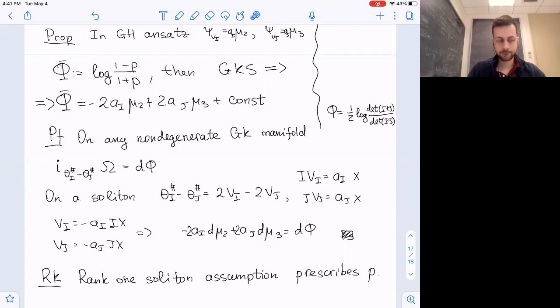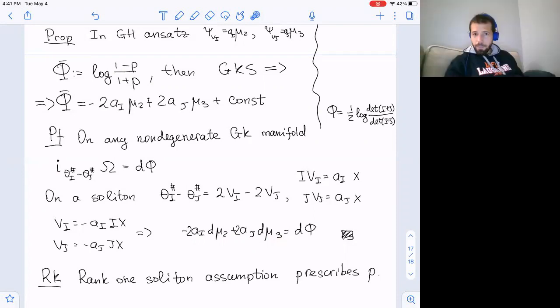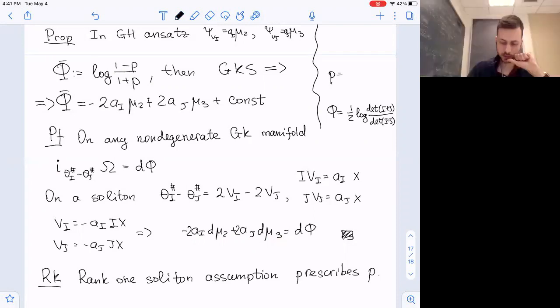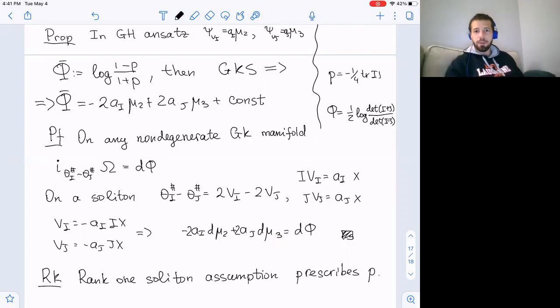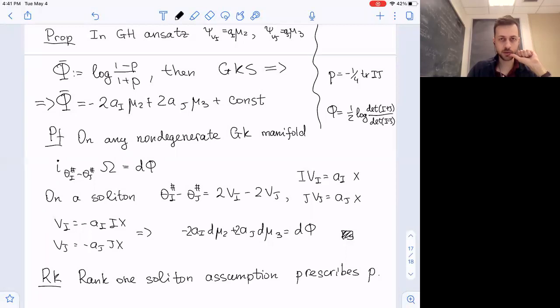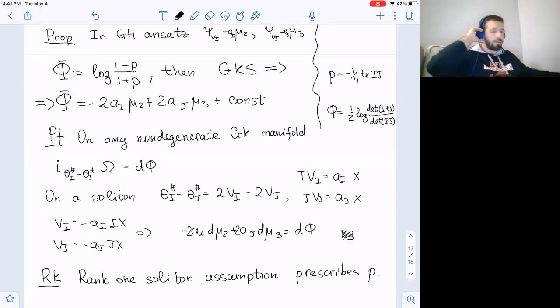But so if I understand, the p in the formula for phi is defined as -1/4 trace I composed with J. Is that true? Yes. Okay. And this is a priori defined in terms of just the general scalar structure. Yes, it's intrinsic to the general scalar structure. Okay, thanks.